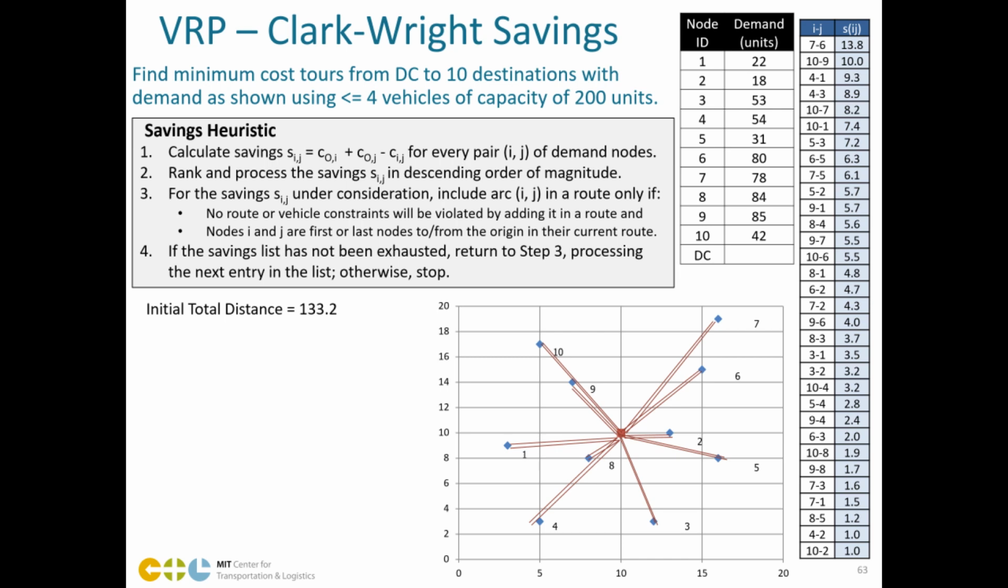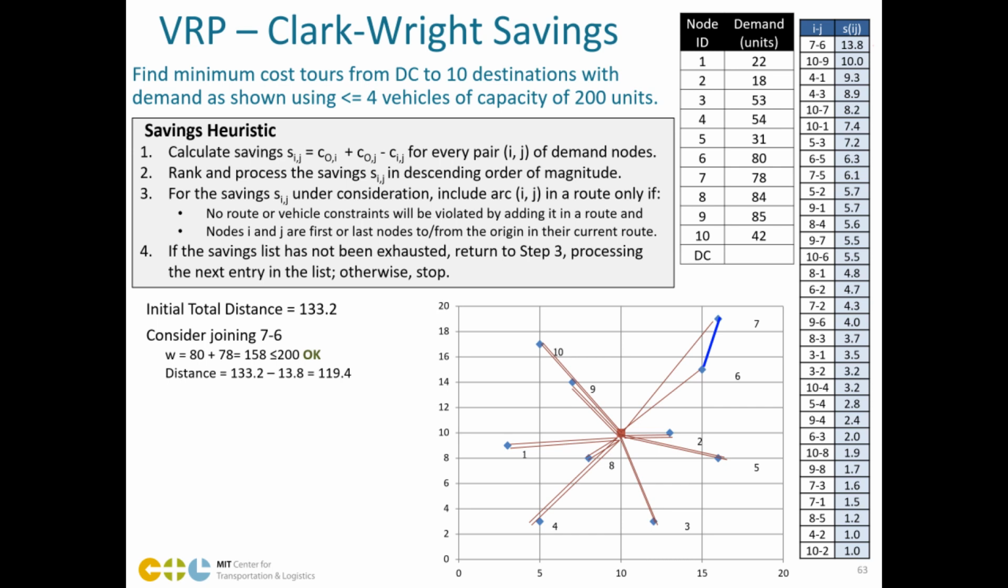So now I'm going to start with the first arc. I'm going to see if I can join nodes 6 and 7. This is the top one on my list. Joining them together, I see that the two loads, 80 and 78, do not exceed my 200 unit capacity, so I do it. Now I've replaced the two out and backs with one large tour. I saved 13.8 miles, so my total tour distance has now gone down to 119.4.